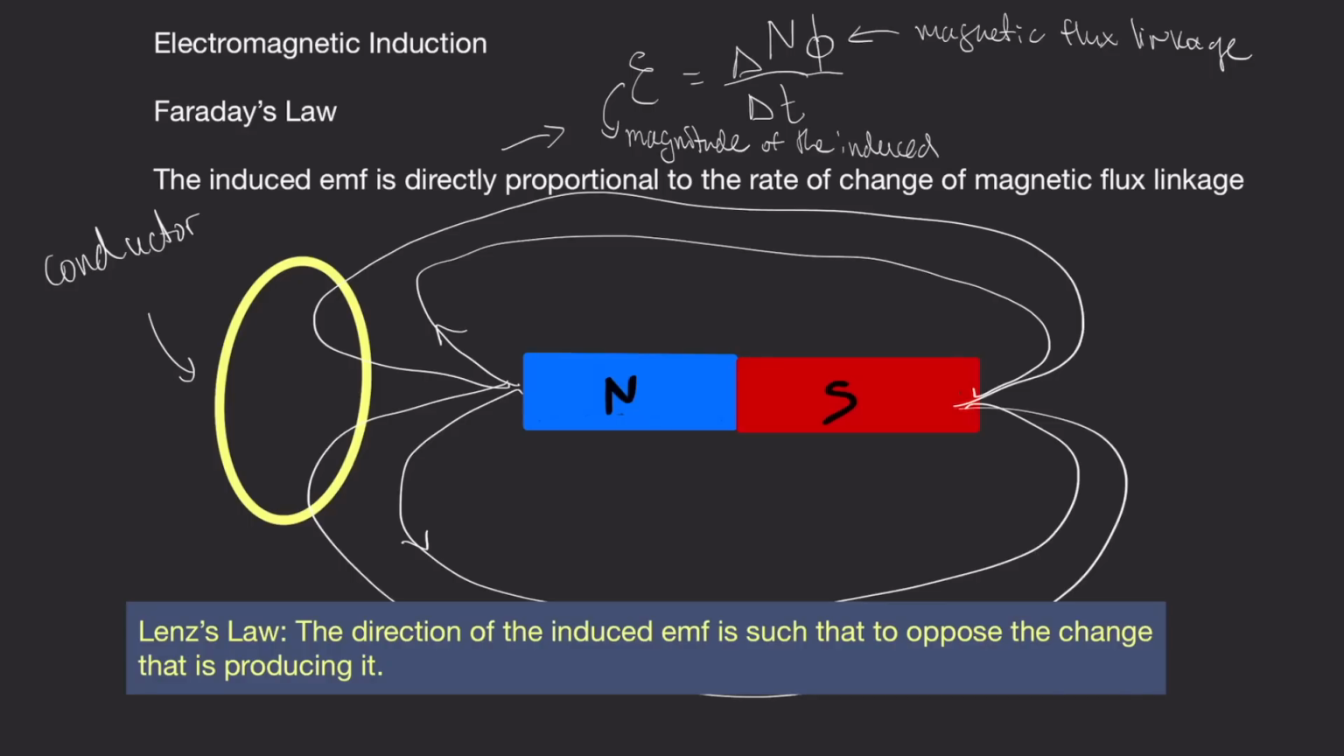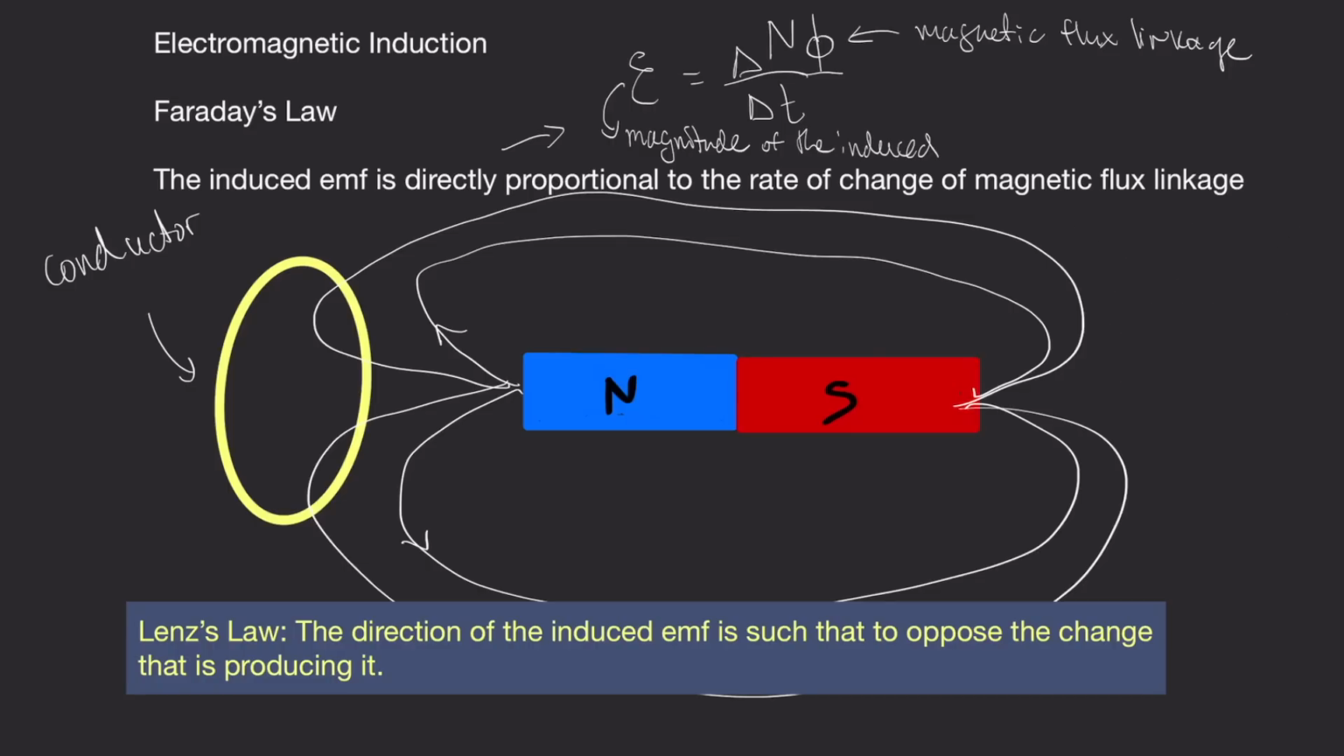Now, in practice, what does that mean? Let's have a look at a couple of possible scenarios. So one very simple one: what if the magnet is actually stationary with respect to the ring? Well, there's not going to be a rate of change of magnetic flux linkage. It will remain exactly the same. Therefore, the induced EMF will be equal to 0 because there is no rate of change of magnetic flux linkage.